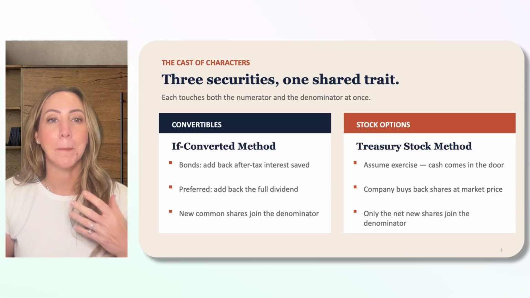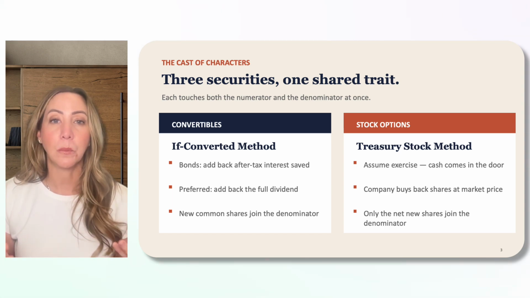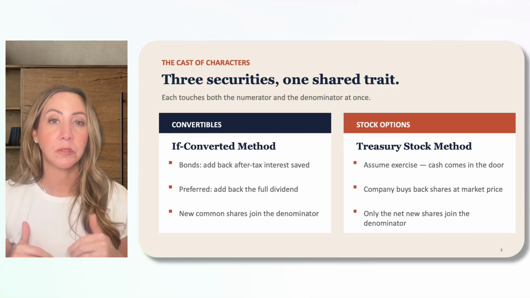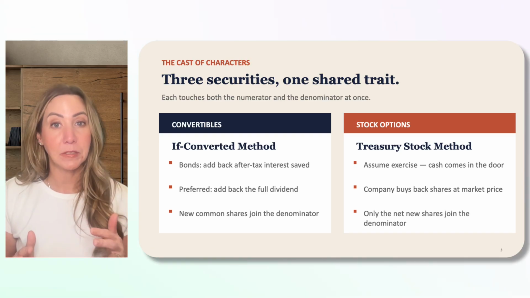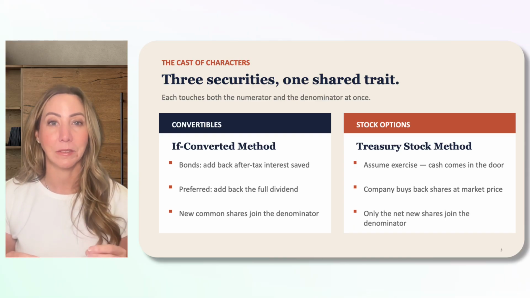We assume that the company immediately uses that cash to buy back its own shares at the average market price. So when options are present, the denominator could grow by new shares and shrink by shares repurchased with the cash. Nothing happens to the numerator though. No interest, no dividends, so the numerator effect is always 0.